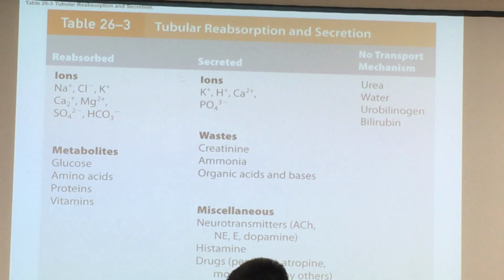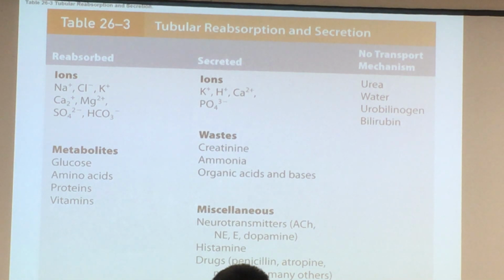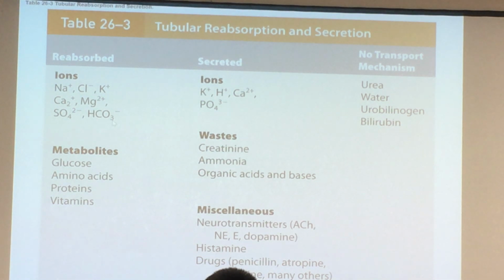And this table just shows you what we reabsorb and what we secrete. The major ones we secrete are potassium and hydrogen ion. Calcium could be two-way. And the thing you've got to know is that we reabsorb the nutrients. So in the urine, we should not see glucose, amino acid, protein, or vitamin.